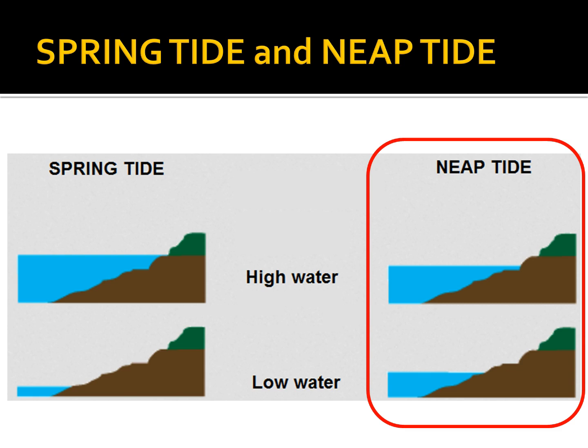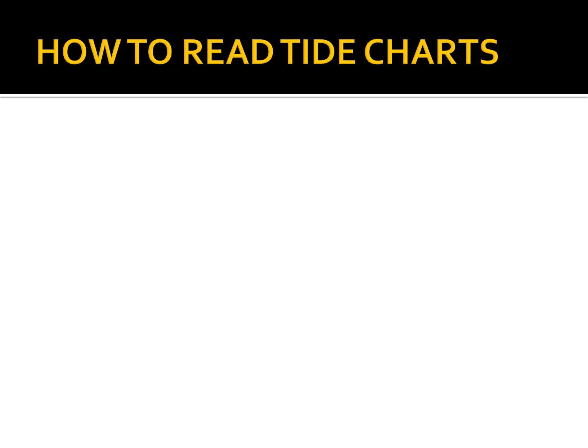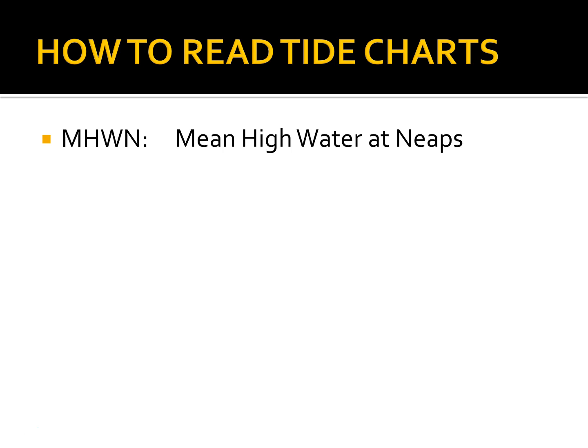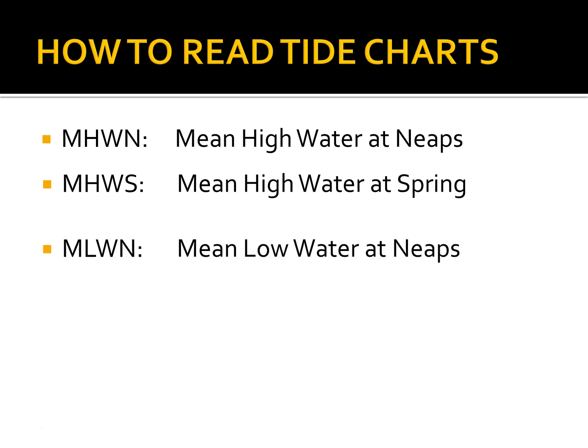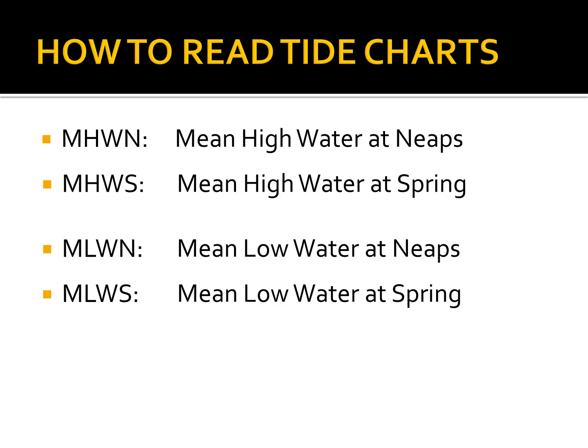On tide tables, the tide heights will be indicated, high water and low water, for spring tides and for neap tides. This means mean high water at neap, mean high water at spring, mean low water at neap, and mean low water at spring.